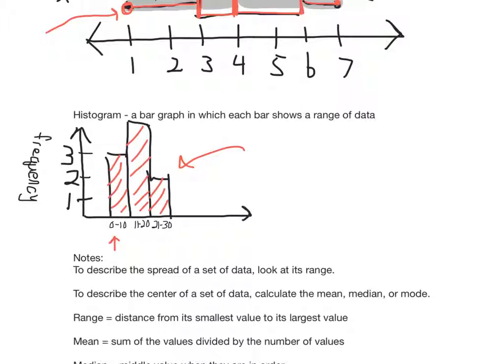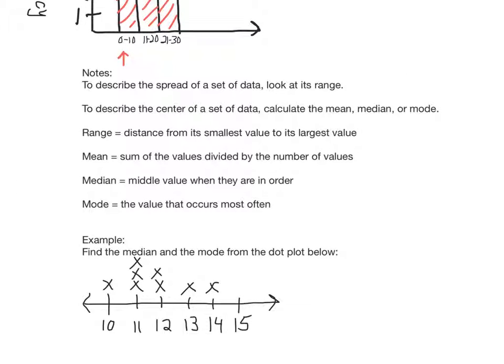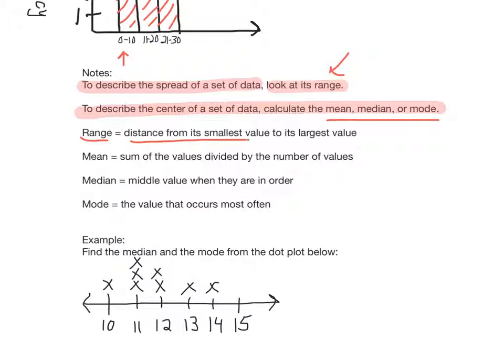All right, so notes. To describe the spread of a set of data, look at its range. To describe the center of a set of data, calculate the mean, median, or mode. Mean, median, and mode represent our measures of center. Range is a measure of the spread. Okay? So here's how you find those things. The range is the distance from its smallest value to its largest value. So you will subtract those two values. Biggest minus smallest gives you the range.